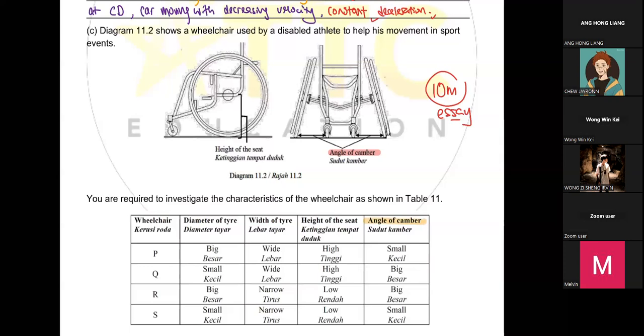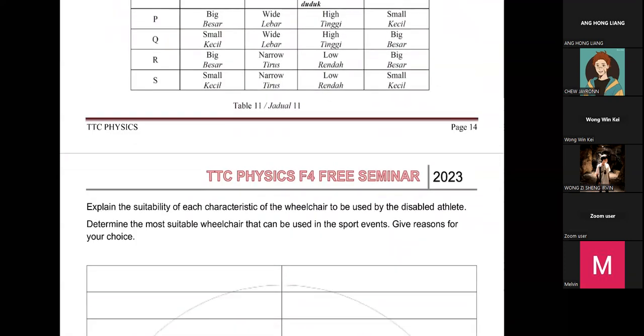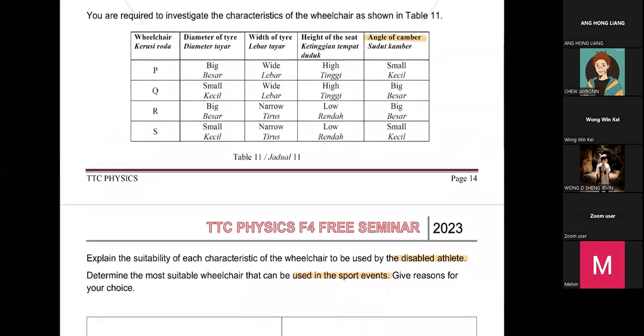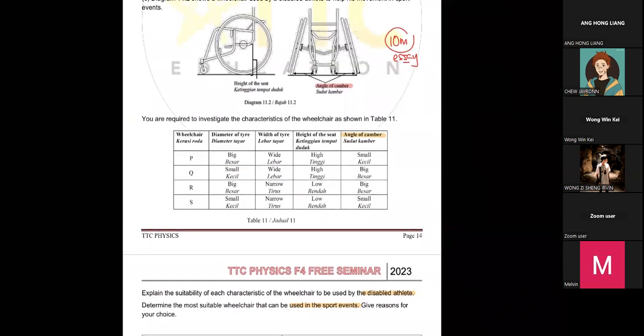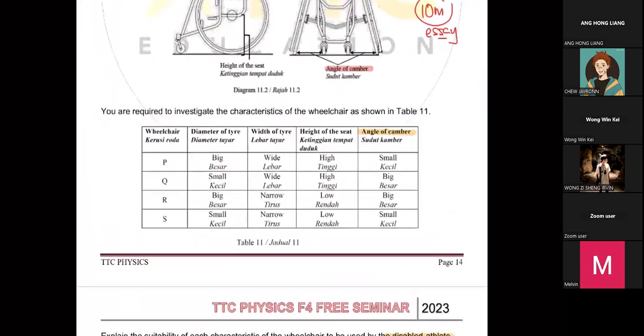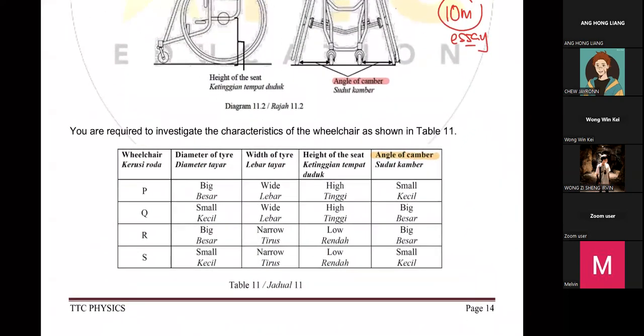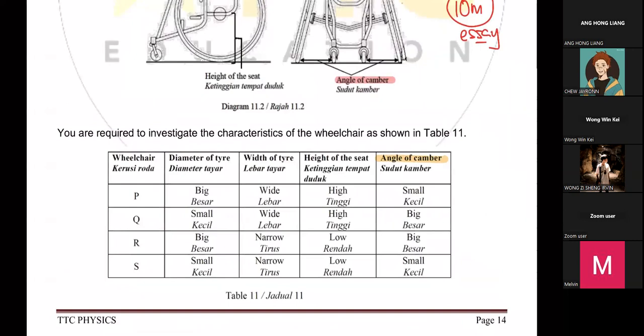So guys, if today I know this angle of camber, I still have to check one thing. It's used in a sports event by a disabled athlete. Okay, guys. So now, what is the purpose of this chair? Is fast important or is stable more important? Obviously, we're looking for fast, right? Correct? Because this is a disabled athlete in a sports event. So obviously, you have to go very fast. Okay, can? Understand?